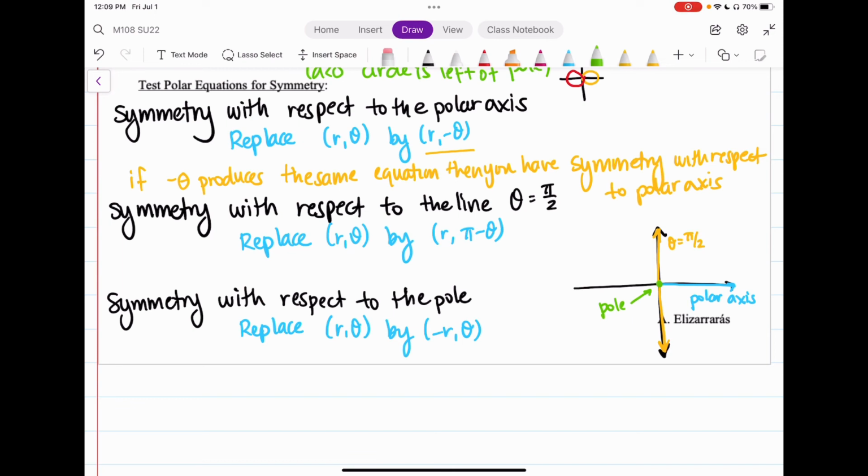So when you test and you substitute in and you don't get an equivalent equation, then you have what's called inconclusive evidence. So if the test for symmetry fails, the graph still might have that symmetry. So just because you plug in negative theta and don't get back the original equation doesn't mean it's not symmetric with respect to the polar axis. It just means that it's inconclusive. Because remember, there's an infinite number of points that represent these different polar coordinates we're talking about.